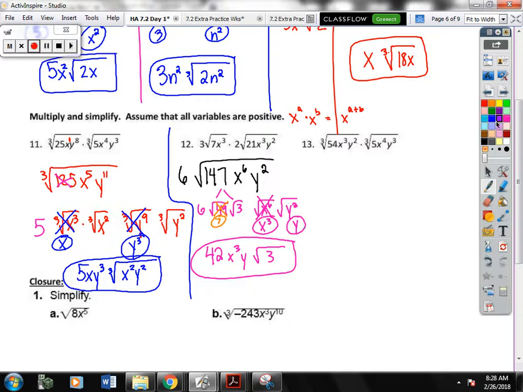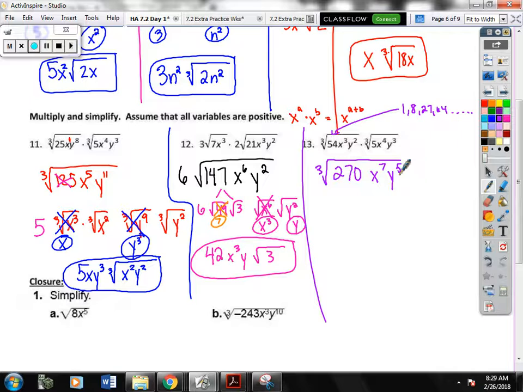Last one, same thing. Now these are perfect cubes. So again, whenever we're reducing these, remember, think of your perfect cubes list whenever you're reducing the numbers. But we'll multiply those together to get 270. And we'll add our exponents to get x to the 7th and y to the 5th. So I'm thinking 270, 27, and 10 would be my two numbers.